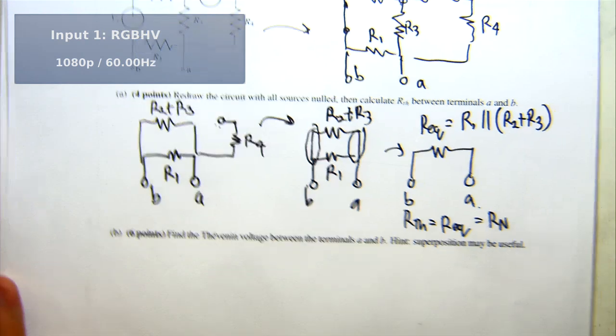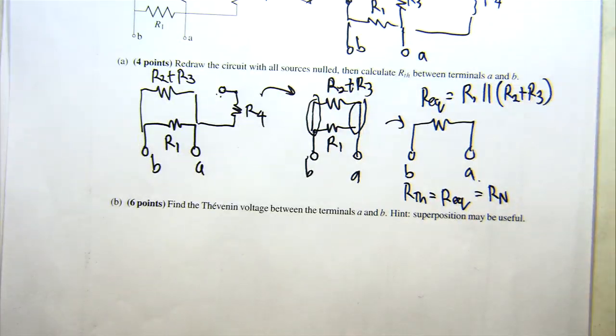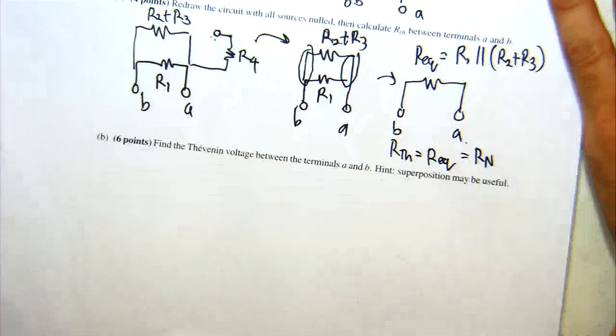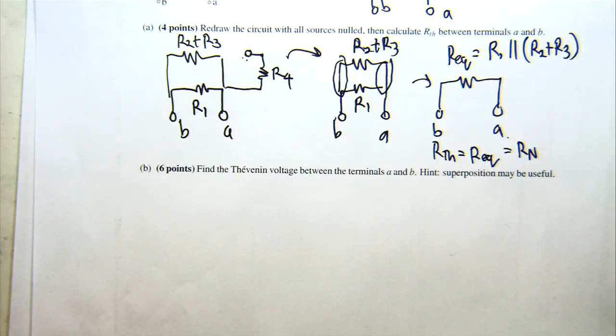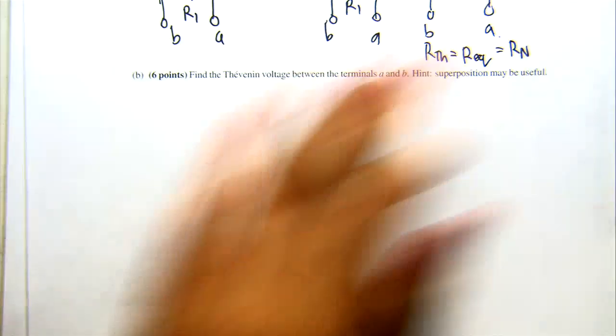All right. So for part B, we're asked to find the Thevenin voltage between terminals A and B, and they give us this hint, use superposition. So let's try approaching it from that method. So one thing about the circuit is that, let's see, I'll redraw the circuit down here so you guys can see.